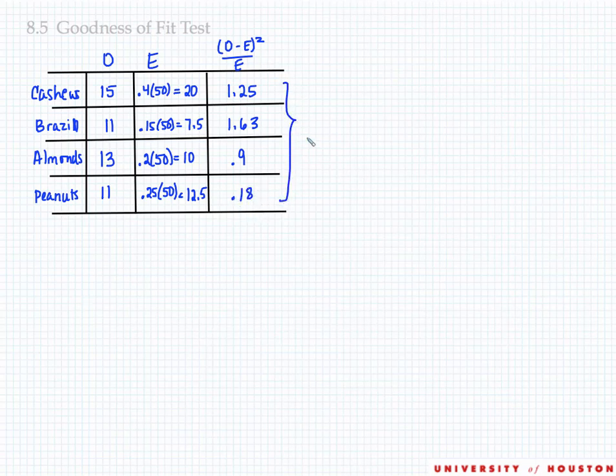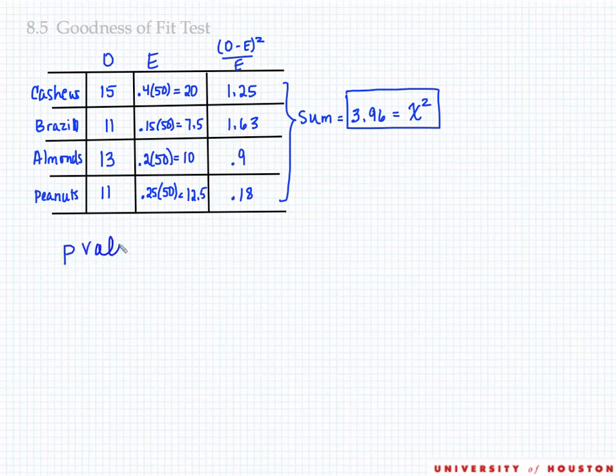Now we're going to add all these up. And that gives us 3.96. That is my chi-squared test statistic. We don't draw a graph on these like we did with our other ones, because again the chi-squared changes with its degrees of freedom. Now we're going to calculate our p-value. So remember, our chi-squared is 3.96, and our degrees of freedom was 4 different types here minus 1, which was 3.